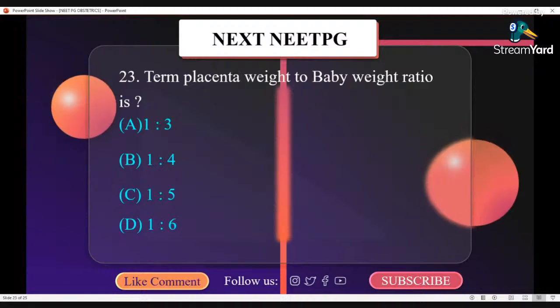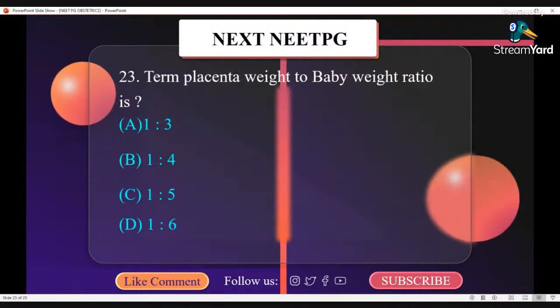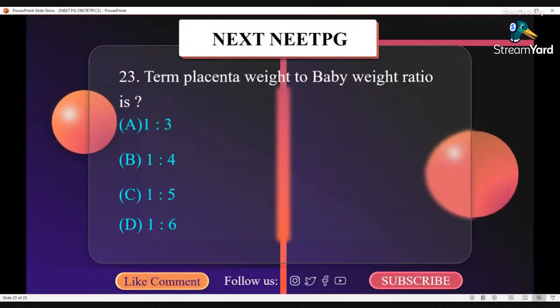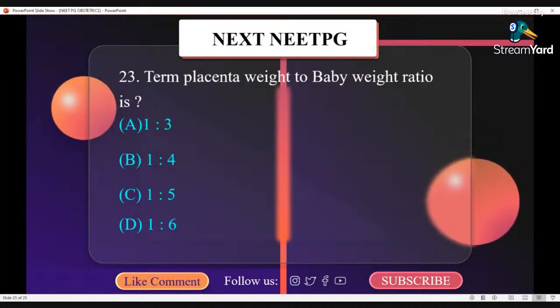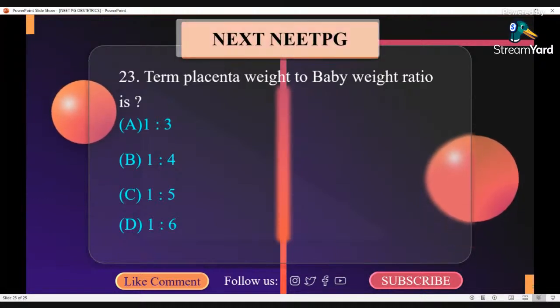Term placenta weight to baby ratio is, this is a clear-cut question, 1:6. What are the options given? A, 1:3, B, 1:4, C, 1:5, D, 1:6. So the correct option here is D, 1:6.